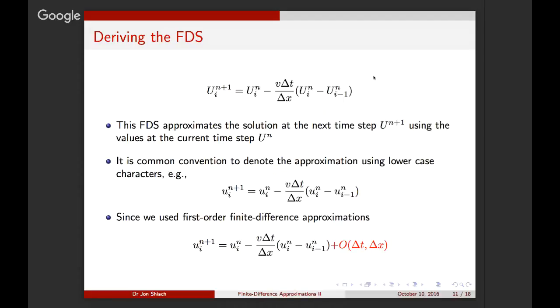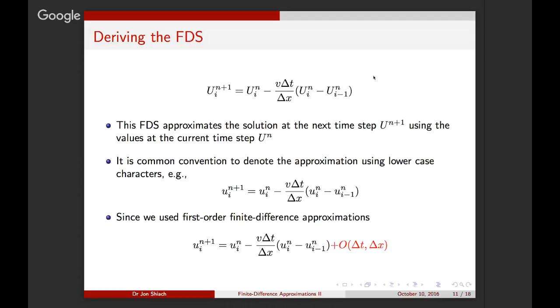Okay, one thing, so this is what we end up with. Replace the derivatives with the finite difference approximations. So this approximates a solution at the next step using values at the current step. So n is your current step, n plus 1 is the next step.